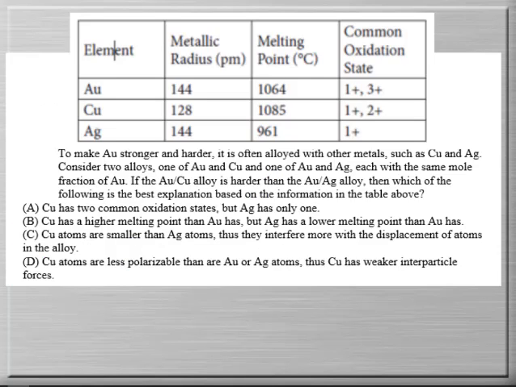Go ahead and pause the video and try this one on your own. Restart when you're done. So the last one says less polarizable. That's going to be London dispersion forces. So that's not our answer. But because copper atoms are smaller than silver, they're going to interfere more with the displacement of the alloy. So that's our answer for that one.